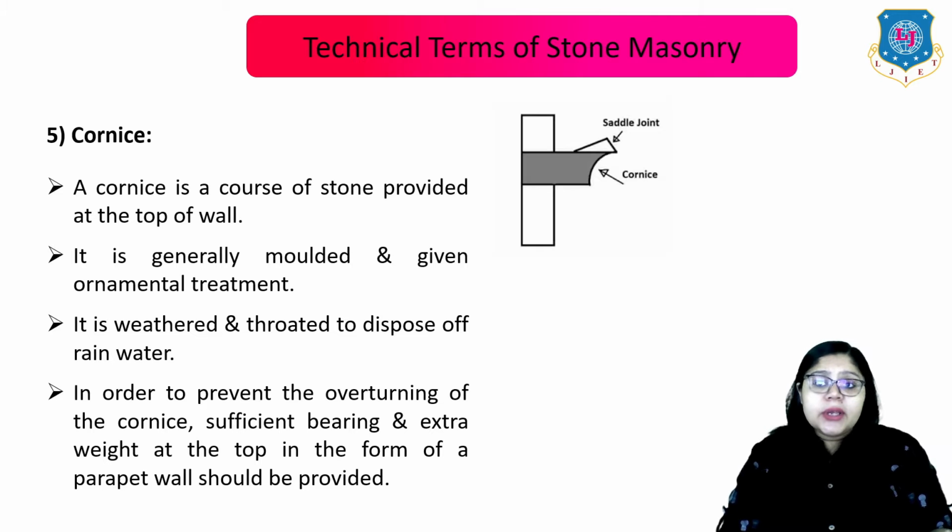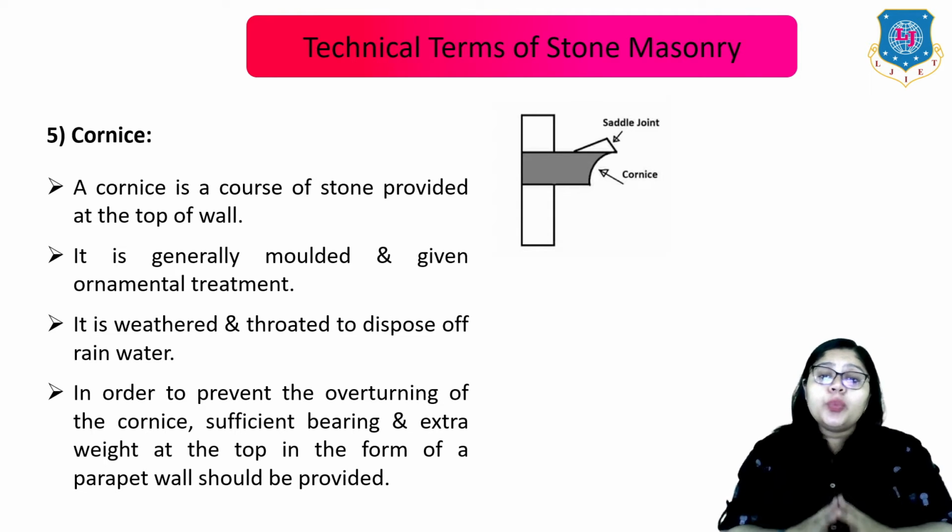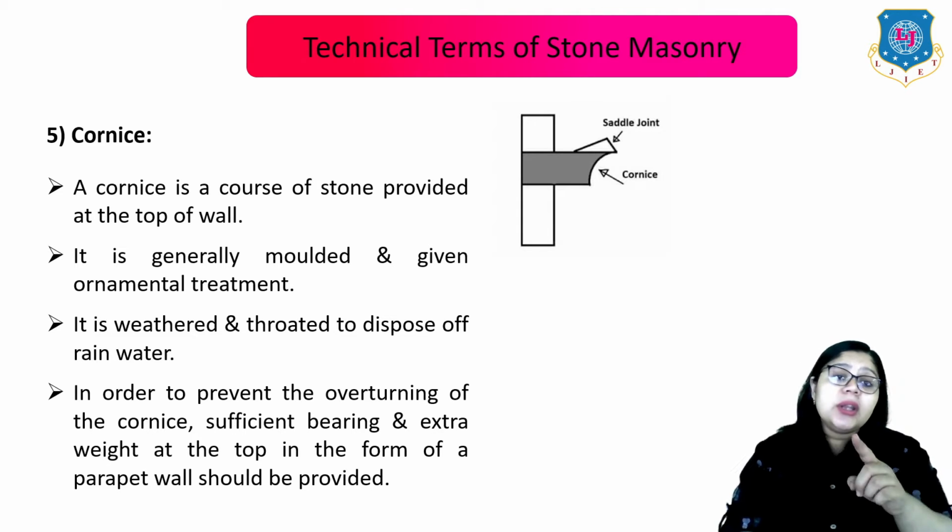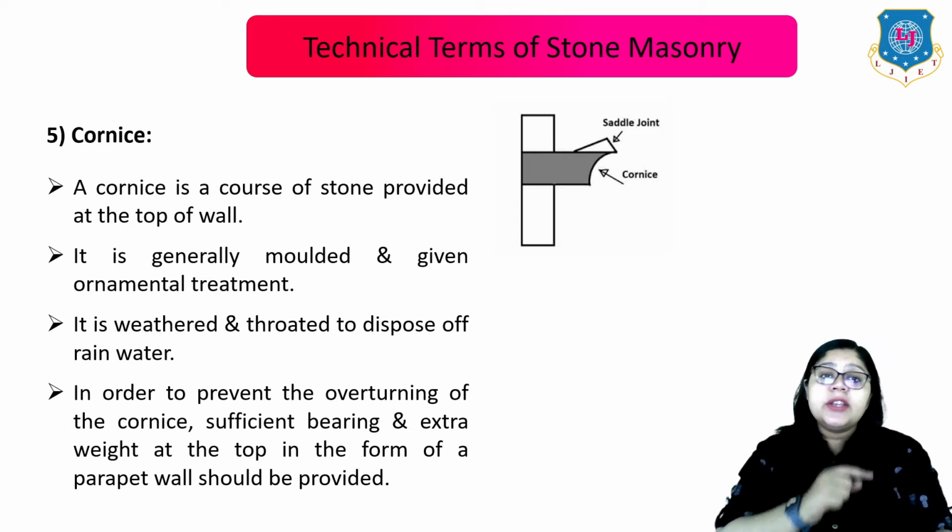Next is the cornice. A cornice is a course of stone provided at the top of a wall. It is generally molded and given ornamental treatment. It is weathered and throated to dispose of rainwater. In order to prevent the overturning of the cornice, sufficient bearing and extra weight at the top in the form of a parapet wall should be provided as shown in this figure. Here you can clearly see the curved portion is the cornice, which is the extended one, right?